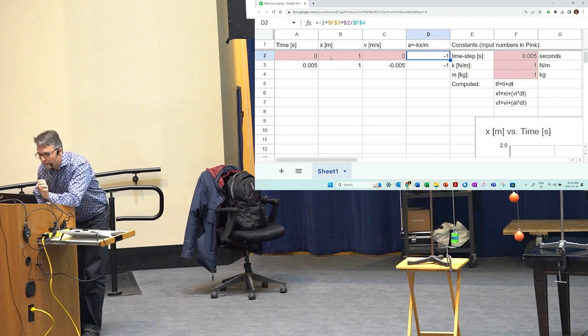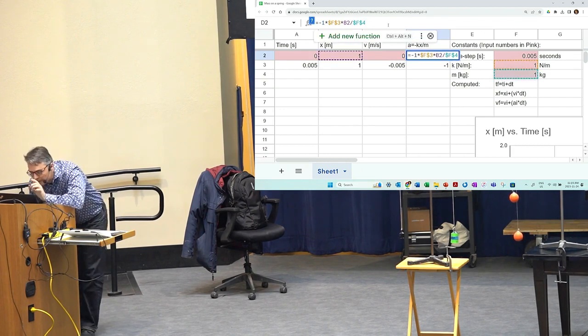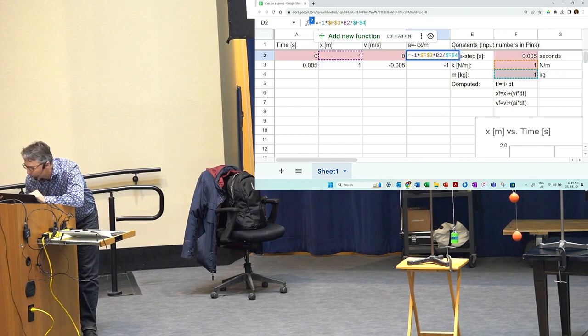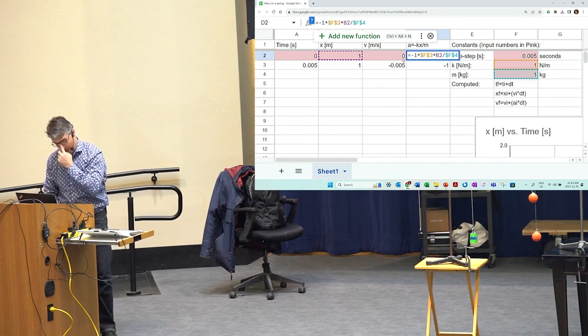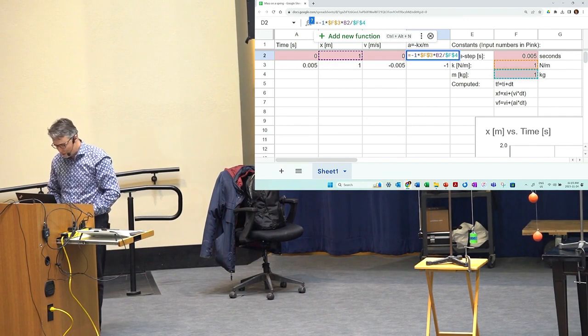And then the acceleration is a function. It's negative F3, which is k, times B2, which is x, divided by F4, which is the mass. So it's negative kx over m. You can see that equation. I've just computed what the acceleration is. And the dollar signs mean that if I copy and paste it, it'll always go from that cell. But without a dollar sign, if I copy and paste, it'll kind of work my way up.